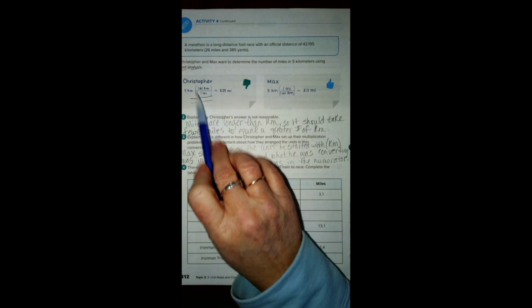Number 4, there are many other distances in which runners can train to race. Complete the table shown by writing the unknown measures. Now some of these we can kind of fill out here. So we know 1 mile is about 1.61 kilometers. So they tell us that 5 kilometers is about 3.1 miles. These are all abouts, so everything's like a little squiggly line. So some of them may be a little bit different. But if we just use the table here, we could fill these out pretty easily.